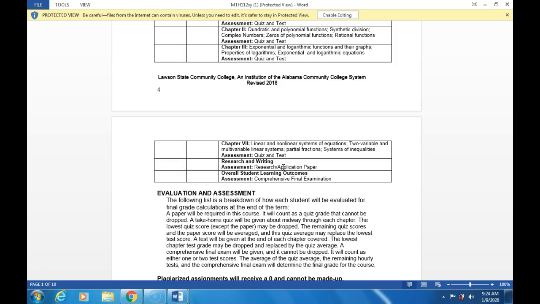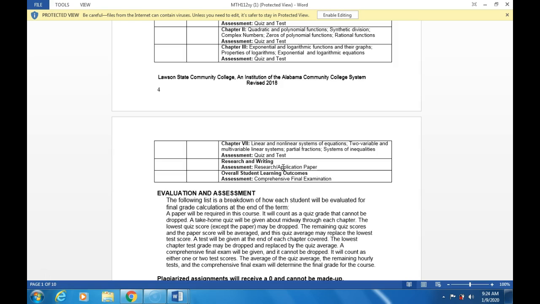Again, if you didn't turn in the research paper or the quizzes and have a really low quiz average, and your tests are greater than that, I'll count your test. I don't make you take the quiz average. Now, the comprehensive final exam will be given. It cannot be dropped. It will count as either 1 or 2 test scores, usually 1 test score. And the average of the quiz average, remaining hourly tests, and the comprehensive final exam will determine your final grade.